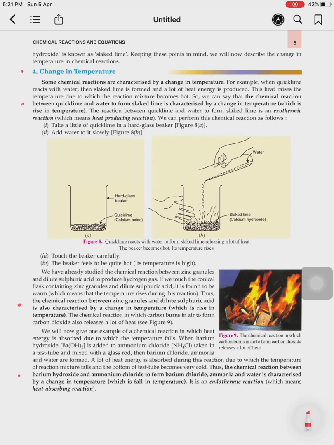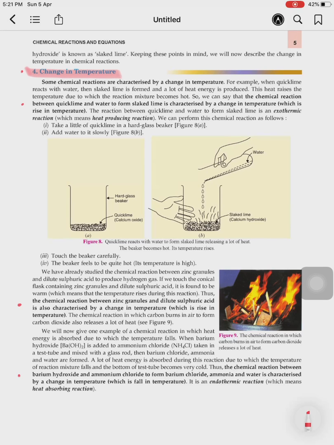Next is change in temperature. Now, certain examples in which you can see changes in temperature. You are aware that there are two types of processes. First is exothermic process and the second one is endothermic process. In exothermic process, energy is evolved, and in endothermic process, energy is absorbed.